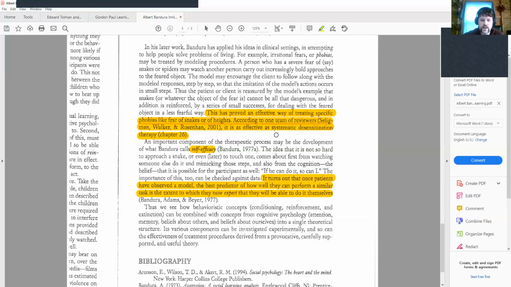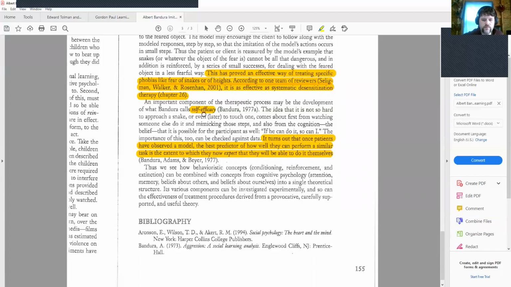And it says here that, according to one team of reviewers, using imitation therapy to overcome phobias is as effective as systematic desensitization therapy. And then the last thing, self-efficacy. It's the idea that if he can do it, so can I. Watching a model do something gives you the confidence that you can too.